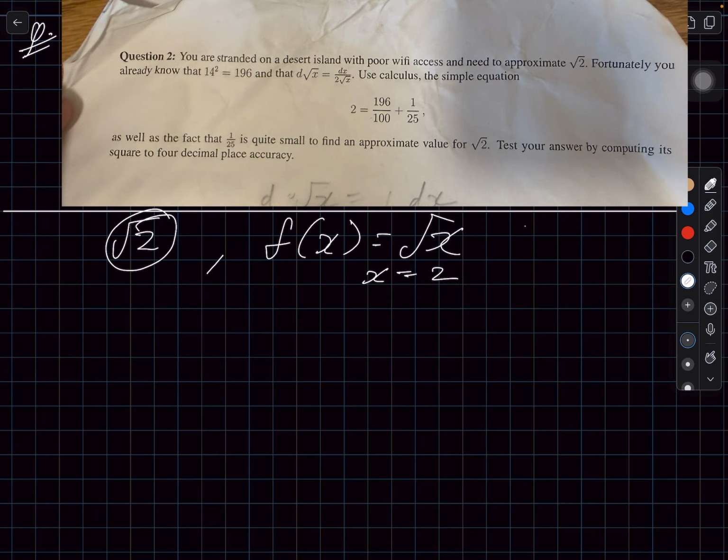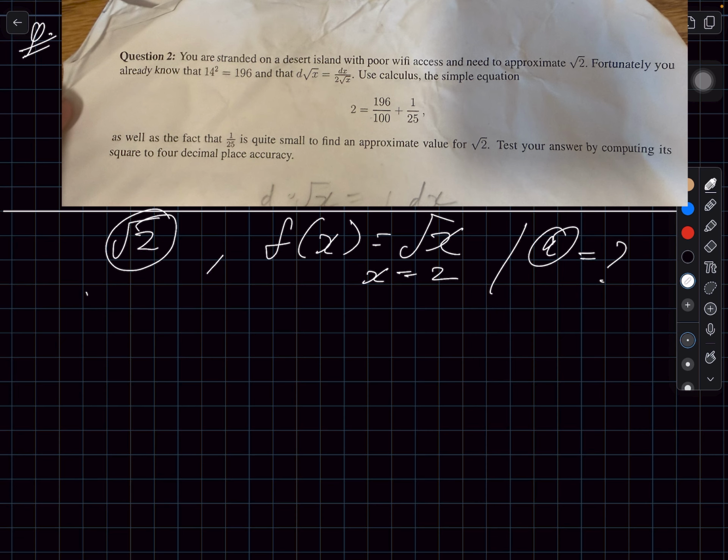So the question says, you are stranded on a desert island with poor Wi-Fi access and need to approximate root 2. So we need to find the value of root 2. From here we can find f of x is equal to root x, with x equal to 2. Then we just need to find a. Fortunately, you already know that 14 squared is equal to 196 and that d root x is equal to 1 by 2 root x. Use calculus, the simple equation.